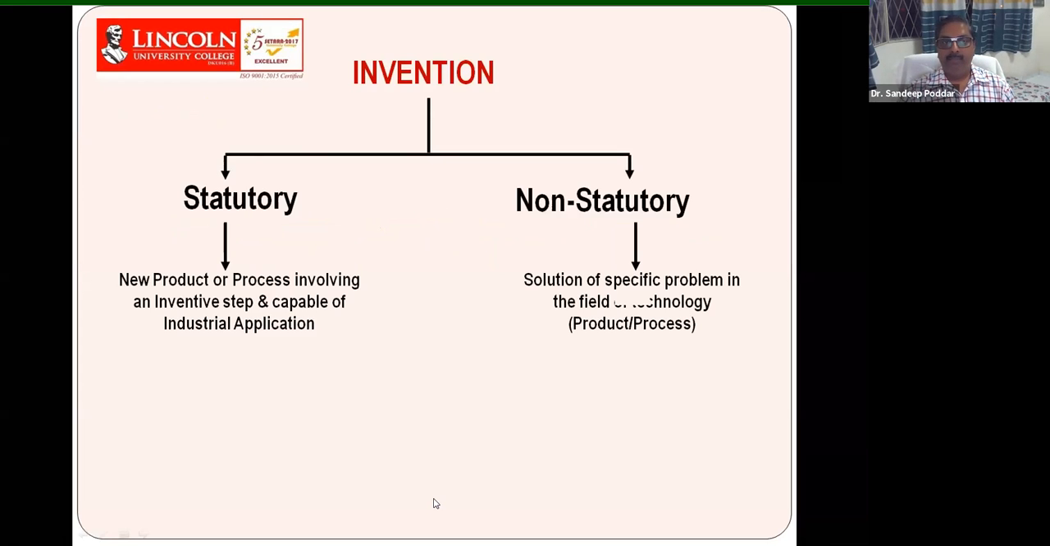There are two types, statutory and non-statutory. A new product or process involving an inventive step and capable of industrial application. And this is the solution of a specific problem in the field of technology, product or process. So many of you management persons may think, oh, I am in the management area, I cannot discover anything. But yes, you can discover also. Let us see what we can do, because everything is discoverable and everything can be awarded. Not only publication. If your publication is there and nobody reads it, I'll come back to that later.